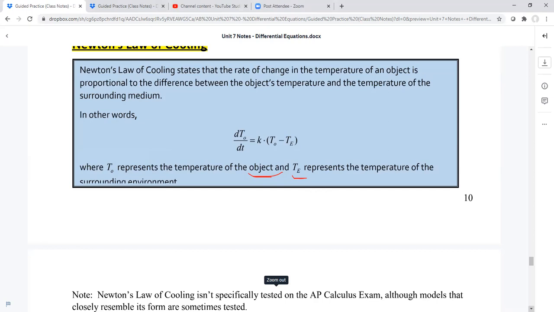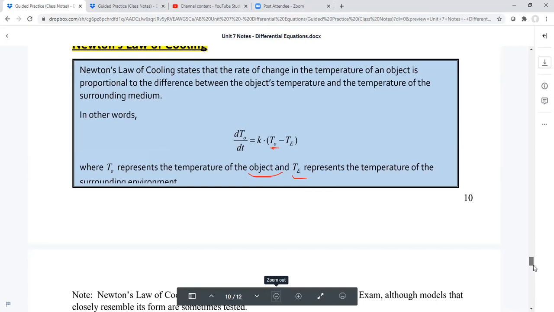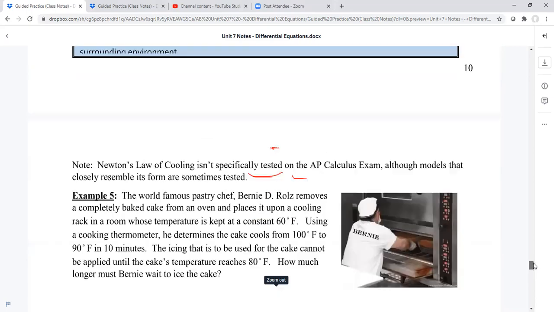T sub 0 there is the beginning temperature of the object, but that's the temperature of the object at a given time. So we're going to leave that as a variable.